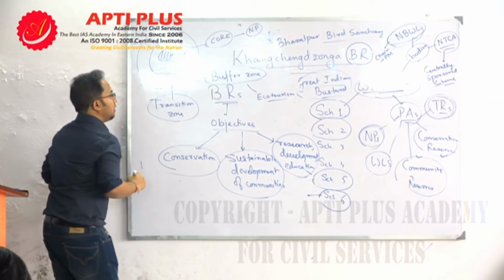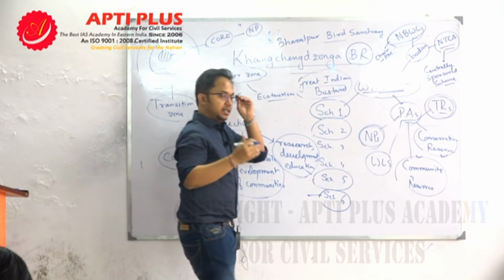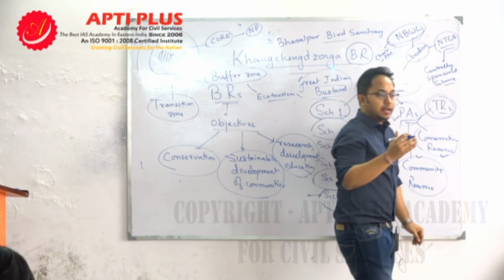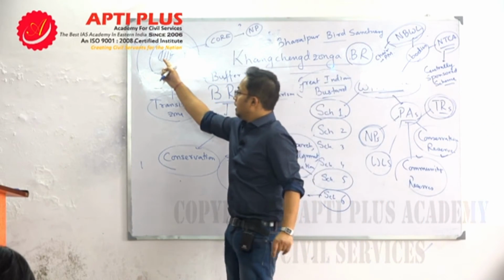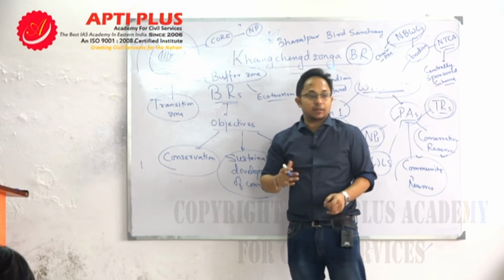So you have core, buffer, and then transition zone. What does this transition zone imply? It implies a transition from a more protected area to an area having much lesser protection.